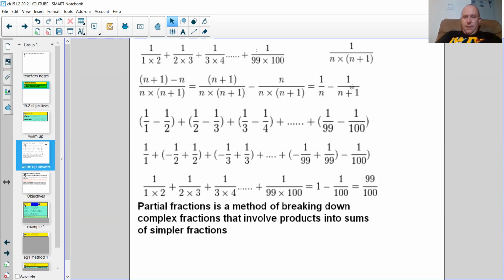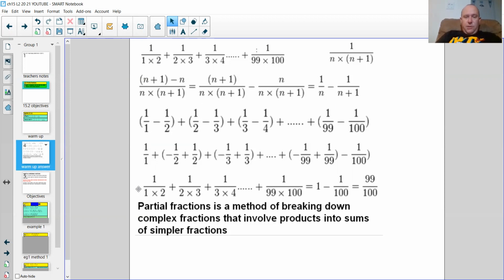So notice what happens if we use this just for the numeric question to begin with. That first term, the 1 over 1 times 2, we can rewrite like this. The 1 over 2 times 3, we can rewrite like this, and so on all the way to the end here. Noticing here in the middle, if we regroup, then we have terms that will cancel out. Negative 1/2 plus 1/2 will cancel. Negative 1/3 plus 1/3 will cancel. And all we're going to finally be left with is this first term and this last term.